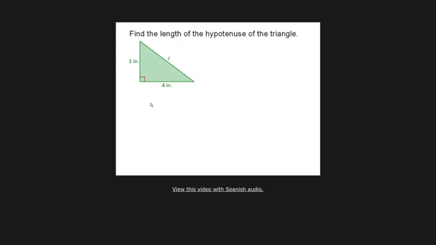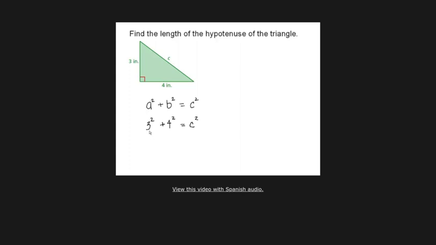The Pythagorean theorem states that the sum of the squares of the lengths of the legs, which our legs will be A and B, is equal to the square of the length of the hypotenuse, which we said the hypotenuse is C. So what we'll do is substitute in the lengths of the legs, 3 inches and 4 inches, in for A and B. So we'll have A is 3 squared plus B, 4 squared, is equal to the hypotenuse c squared.